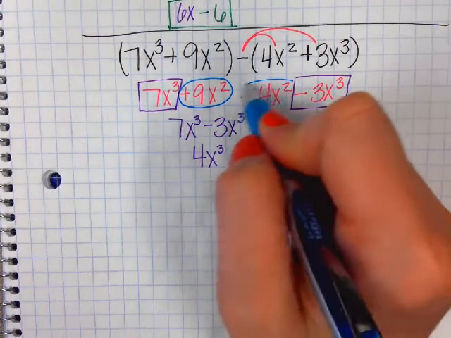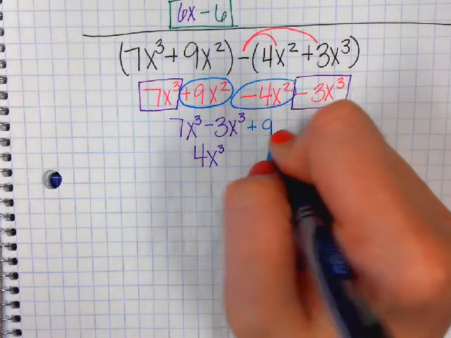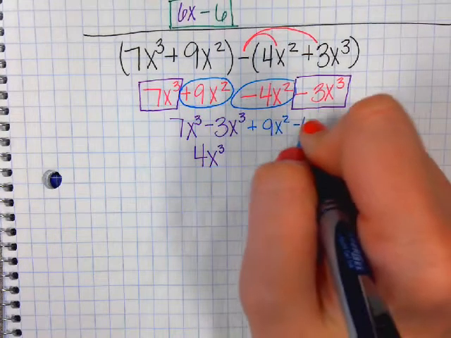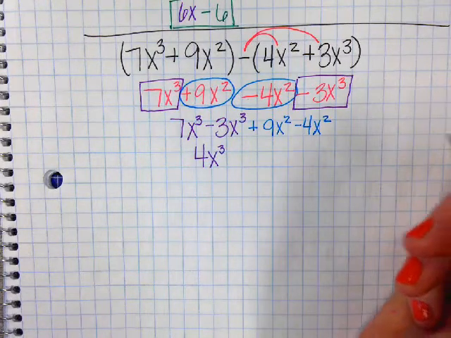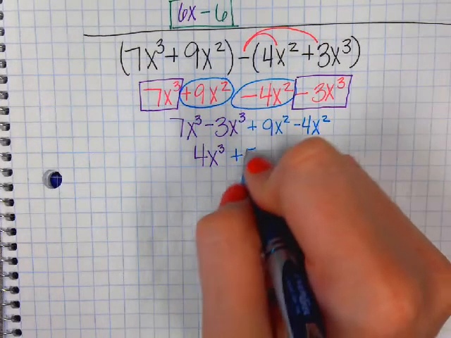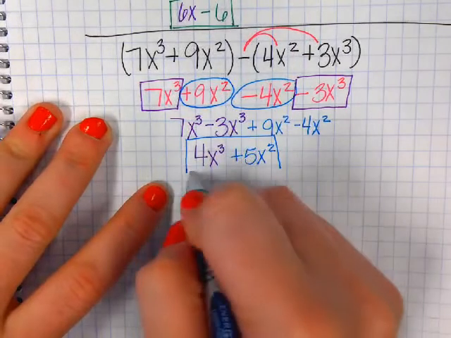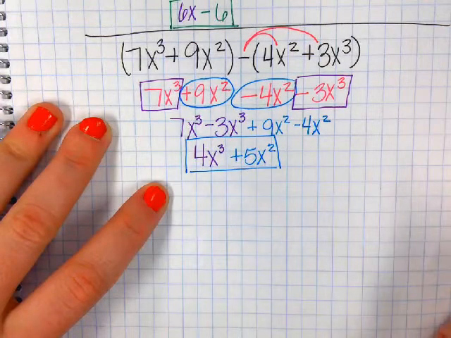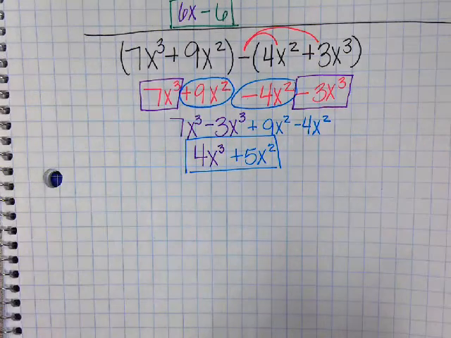Okay, what can combine with a 9x squared? Negative 4x squared. So 9x squared minus 4x squared. What's 9 minus 4? 5. So it'd be 5x squared. And it is written in standard form, so I'm done, because it has x cubed before x squared.